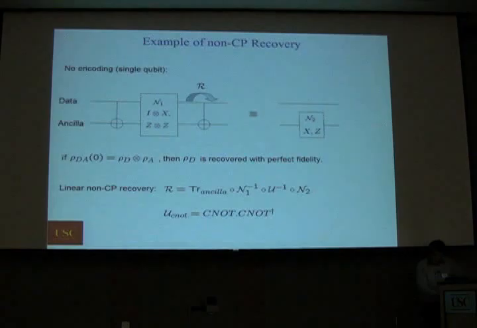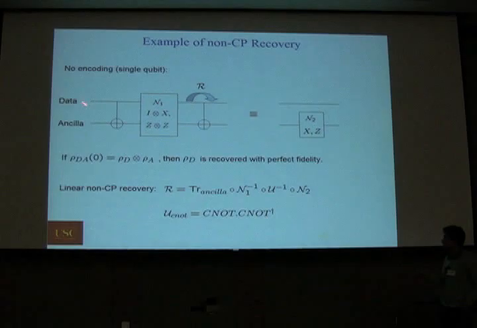Recovery and loss. Okay, let me give you an example of a non-CP recovery. This is just a toy model. I'm not looking at the encoding. I'm just looking at the single qubit data and a single recovery ancilla. I take a CNOT to correlate them and I send them through this specific noise channel.